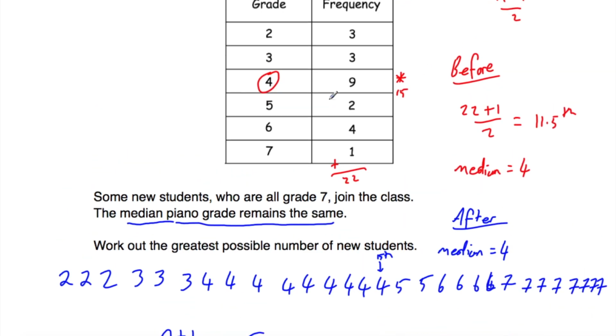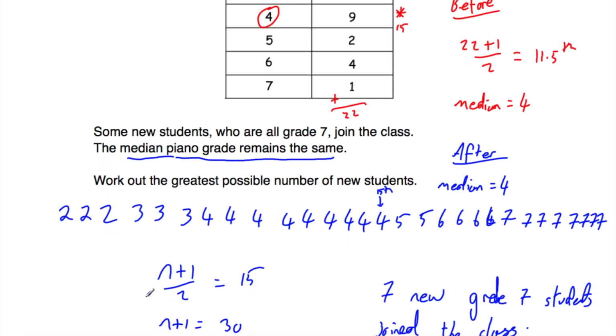So just to recap, what we did was we found the median to begin with, which was the 11.5 value, which was 4. We know that more grade 7 students join the class, but the median stays the same, so it has to stay as 4. The last person that is a 4 is this person here, so that's the last person that could be a median, which is the 15th value. Then we use the formula (n + 1) / 2 is equal to 15. And then we find that n would be equal to 29, so that means there's 29 students in the class. There's 22 to begin with. 29 take away 22 is equal to 7. So 7 grade 7 students join the class.